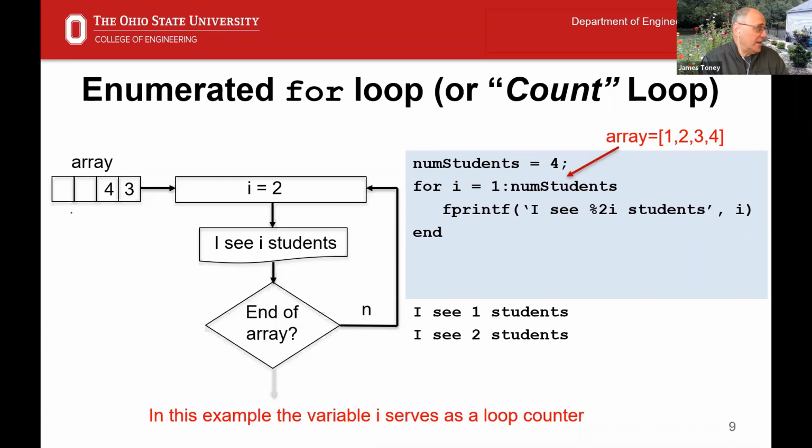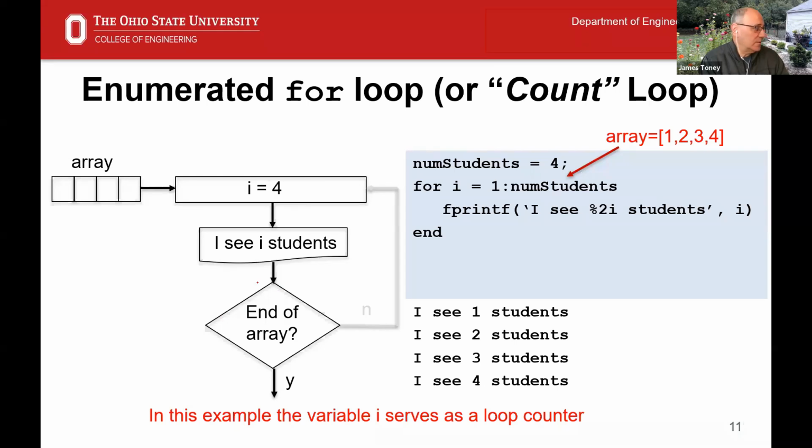Haven't reached the end of the array yet. There are still more numbers over here, so it branches back. Loads in 3. I see 3 students. Still not done. There's one more value here. Loads that in. I equals 4. Prints I see 4 students. And now when it checks, there's nothing left over here. Now we're done. So it just goes on to whatever comes next in the program.